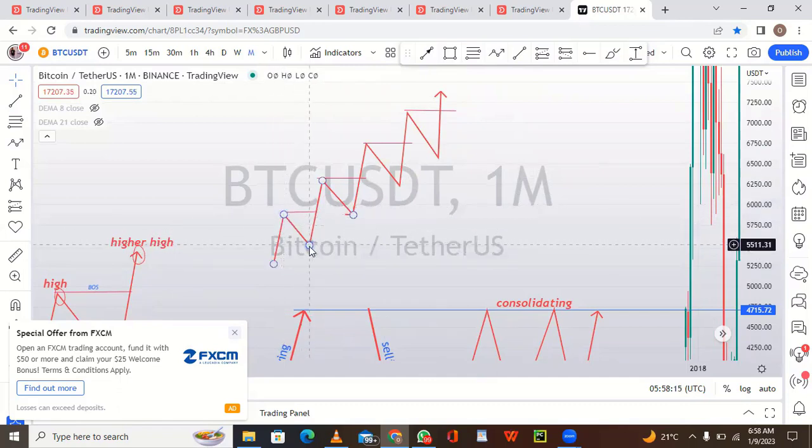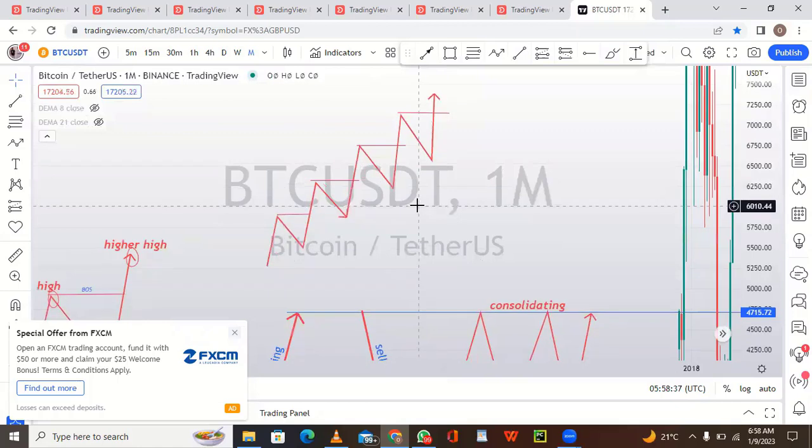After that, there should be a higher low, which means that the next low must not be lower than what? The previous low. So it must be higher. Then the next thing we say is what? A higher high, a higher low, a higher high, a higher low, a higher high, a higher low, and a higher high. All right. So this is how you identify a bullish market.